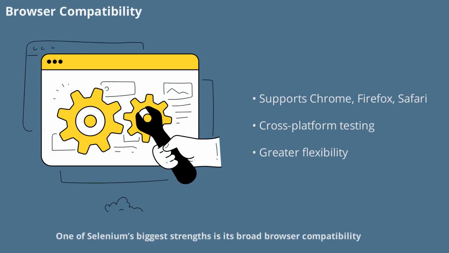One of Selenium's biggest strengths is its broad browser compatibility. Selenium supports major browsers like Chrome, Firefox, Safari, Internet Explorer, and Edge. This means you can test your web applications across different platforms without worrying about browser-specific issues. In contrast, many other automation tools are limited to just one or two browsers, which can restrict your testing coverage. With Selenium, you gain the flexibility to ensure your application works seamlessly for all users, regardless of their preferred browser.